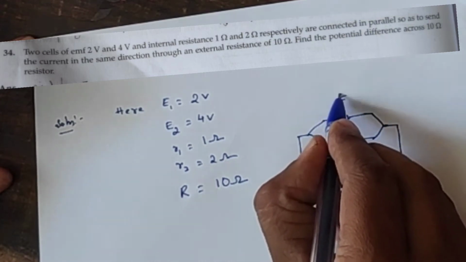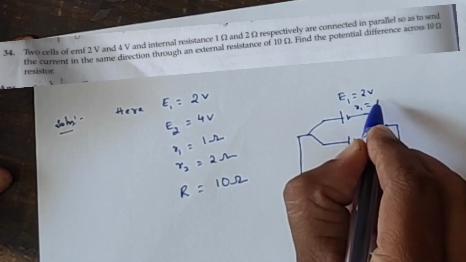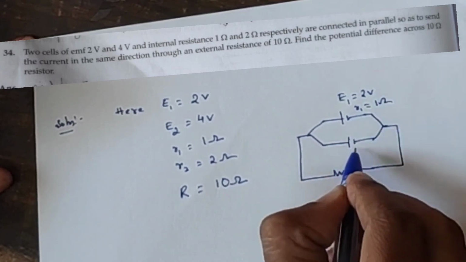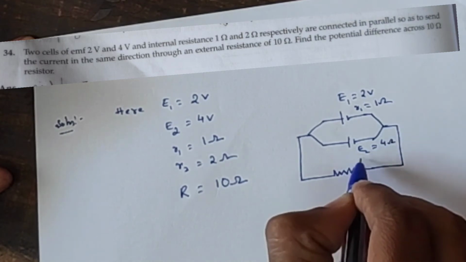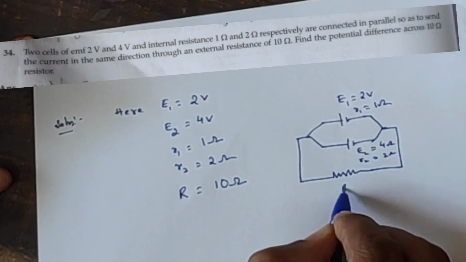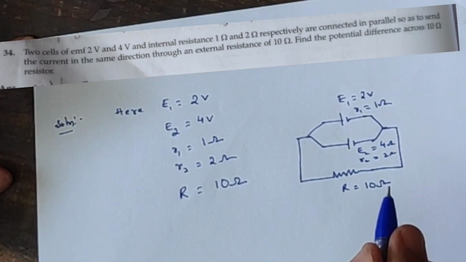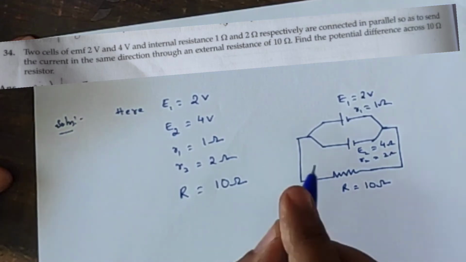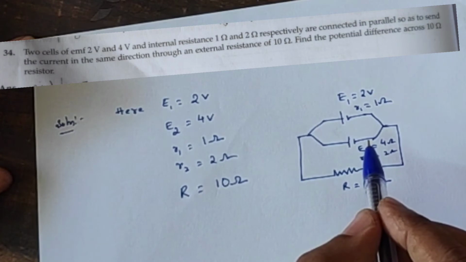So this is E1 equal to 2 volt and R1 is 1 ohm, E2 equal to 4 volt, R2 equal to 2 ohm, R equal to 10 ohm. Okay, so now these two cells are connected in parallel.